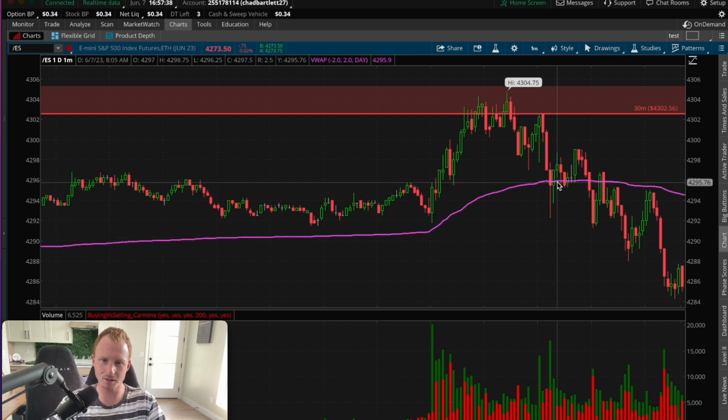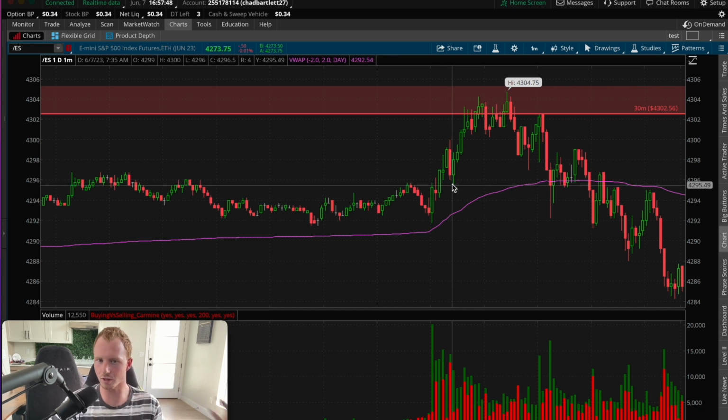As we can see, this is basically acting as support. This is where we had aggressive buying towards the beginning of the day at this level. So for me, this is our support level. It wasn't a demand zone. It wasn't anything crazy like that. It was just a simple support level that I used as a target.